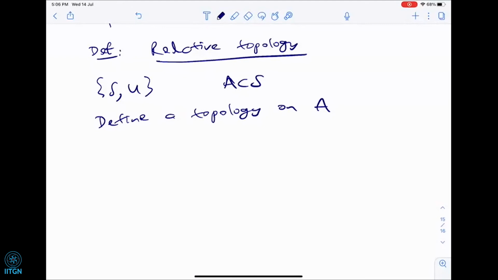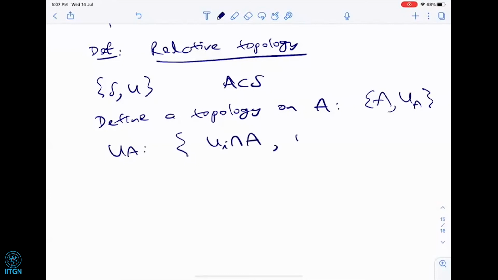But we haven't defined manifolds yet, and this is not only for manifolds, it's for general topological spaces. So we'll define a topology on A in the following way. We'll call that topology capital U sub A. Capital U sub A is the set of open sets on A. And we'll say that U_A is the set of U_i intersection A, where the U_i are in the original collection U. Namely, this is meant to be subscript.